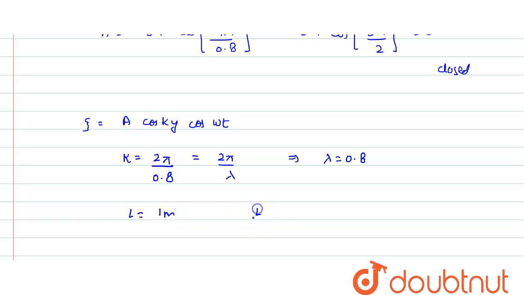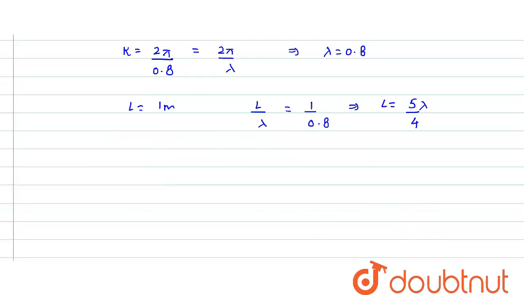Now what would be the ratio L by lambda? If we calculate, it would be 1 by 0.8. So that means L would turn out to be 5 lambda by 4, because it is equal to 1 by 0.8. Now what does it mean? L is 5 lambda by 4.